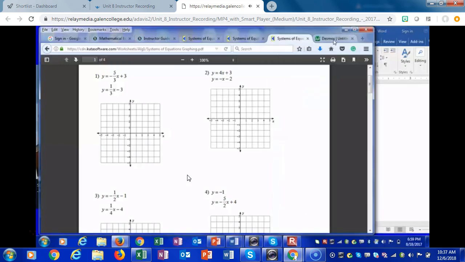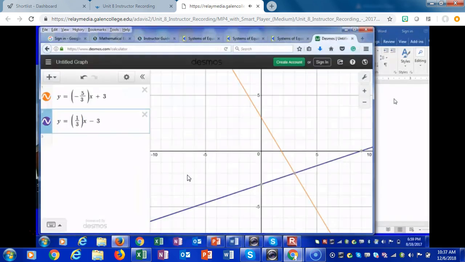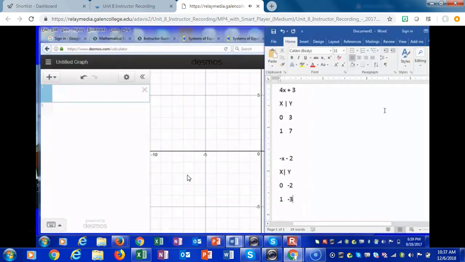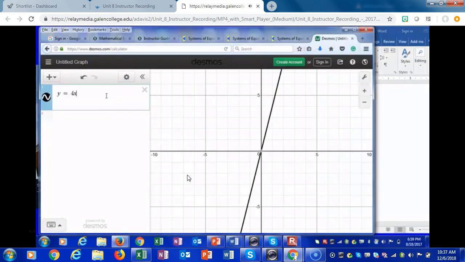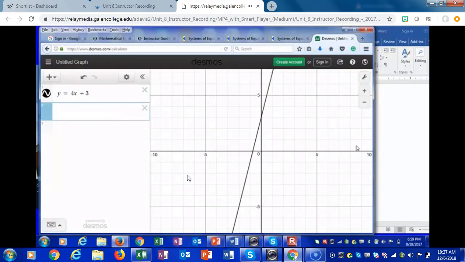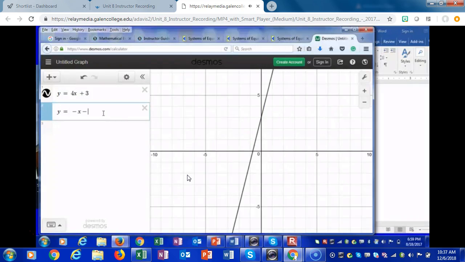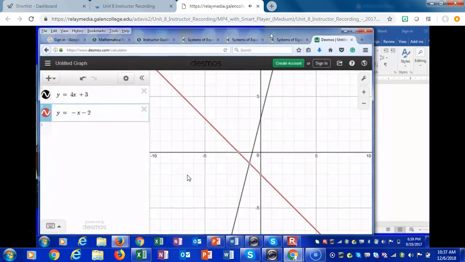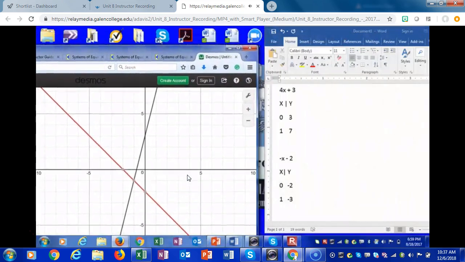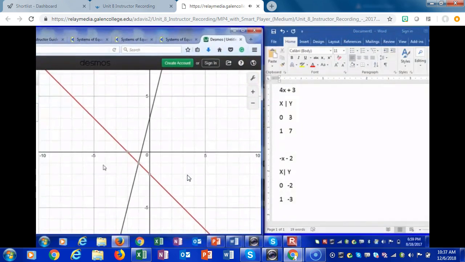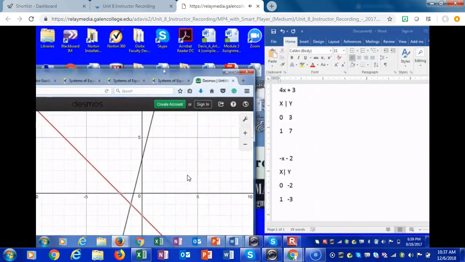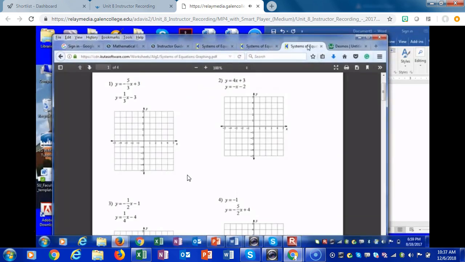Okay. Now let's put this in our Desmos calculator. Let's see here. Y equals 4x plus 3. And negative y equals negative x minus 2. All right, let's see where we're going. Did I put it in correctly? 4x plus 3 and negative x minus 2.